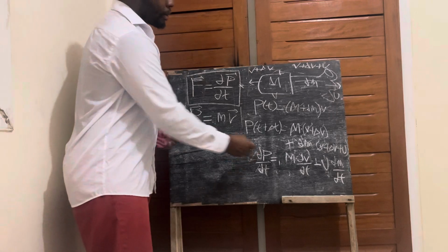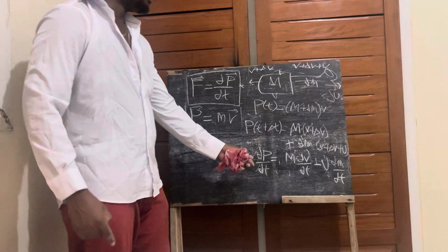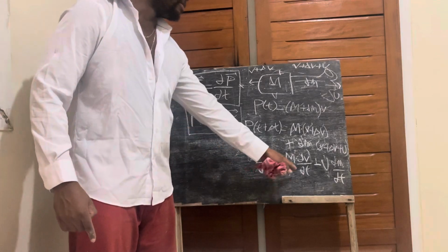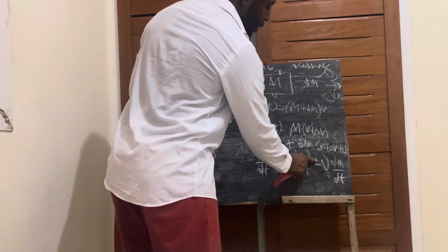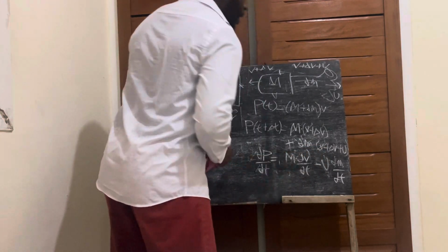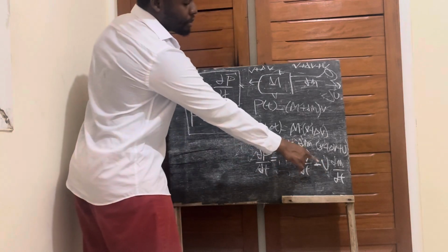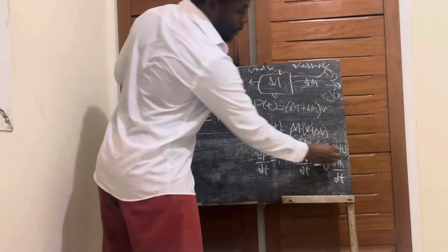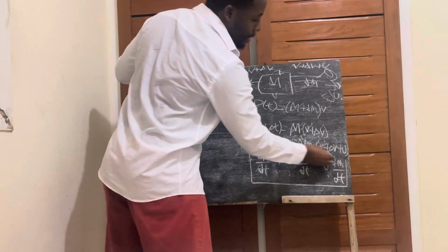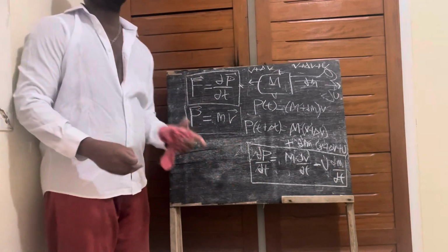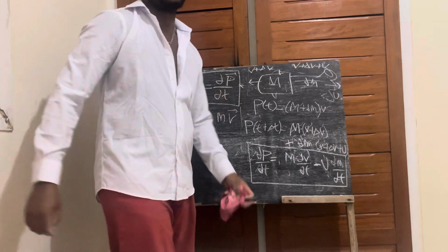And so this is the final expression. The derivative of momentum is equal to m times the derivative of velocity minus u times the derivative of mass. Okay, and this is the way to look at rocket motion. And this equation is going to be very useful in solving problems for rocket motion.